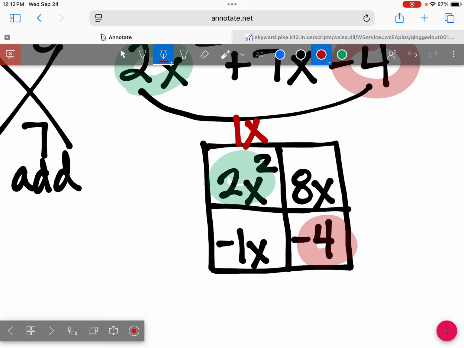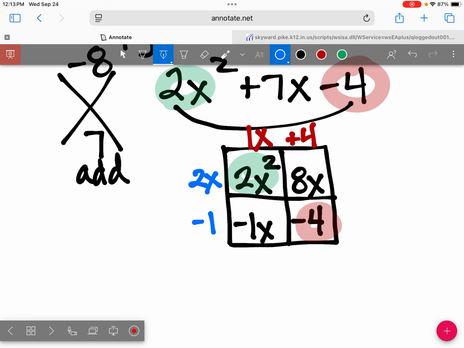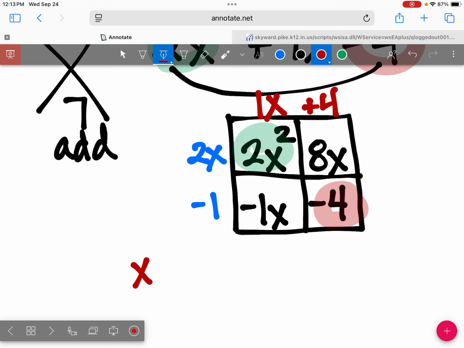And then let's look at this column. What can I take out of this column? 4. Positive 4. It has to match the sign of the box that it touches. Now let's go first row. What can come out of both of these? 2 because they both can be divided by 2 and an x. The bottom row, a -1. All right, go ahead and set both of those equal to 0 to get your last 2 answers.